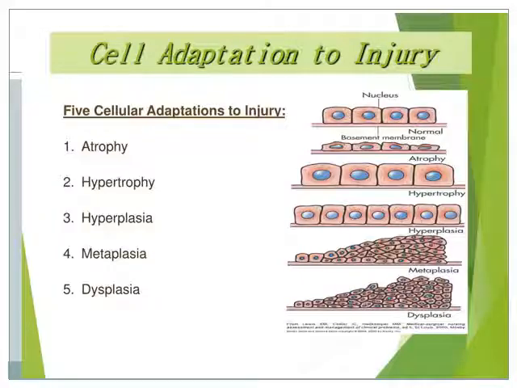Cell adaptation to injury. There are 5 cellular adaptations to injury. First one is atrophy. Atrophy means there is a decrease in the size of the cell. Hypertrophy means there is an increase in the size of the cells. Hyperplasia is when there is an increase in the number of cells. And metaplasia means when there is a change in a particular epithelial tissue. Dysplasia is the abnormal development of the cells.